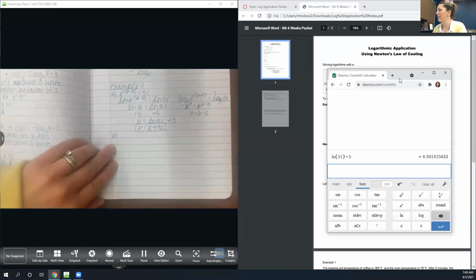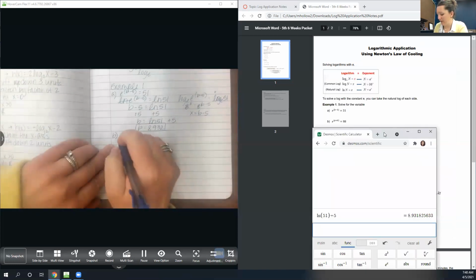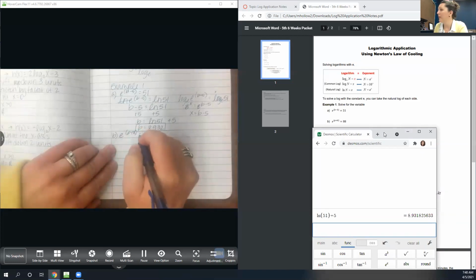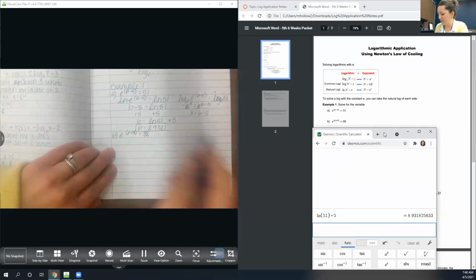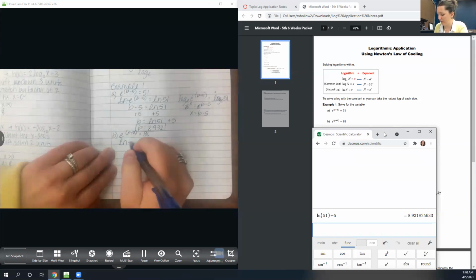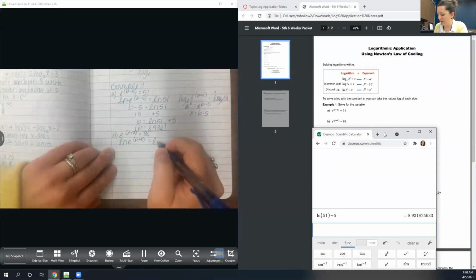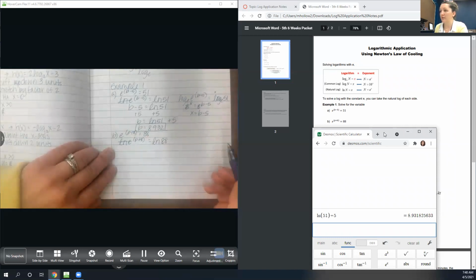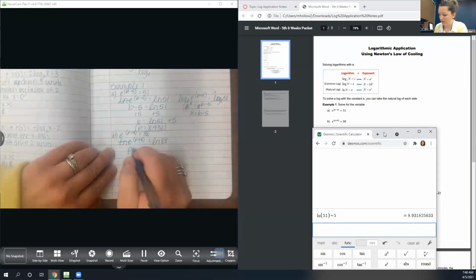We have e to the p plus 8 power equals 88. So we're going to do the same thing. The natural log of e to the p plus 8 power equals the natural log of 88. Just like we proved before, those cancel each other out. So p plus 8 equals the natural log of 88. Subtract your 8, and let's see what we get.